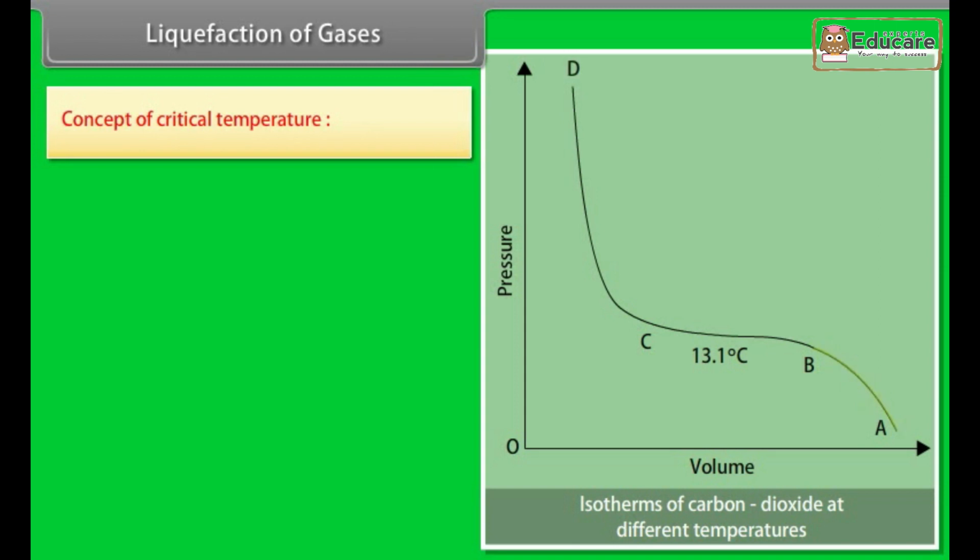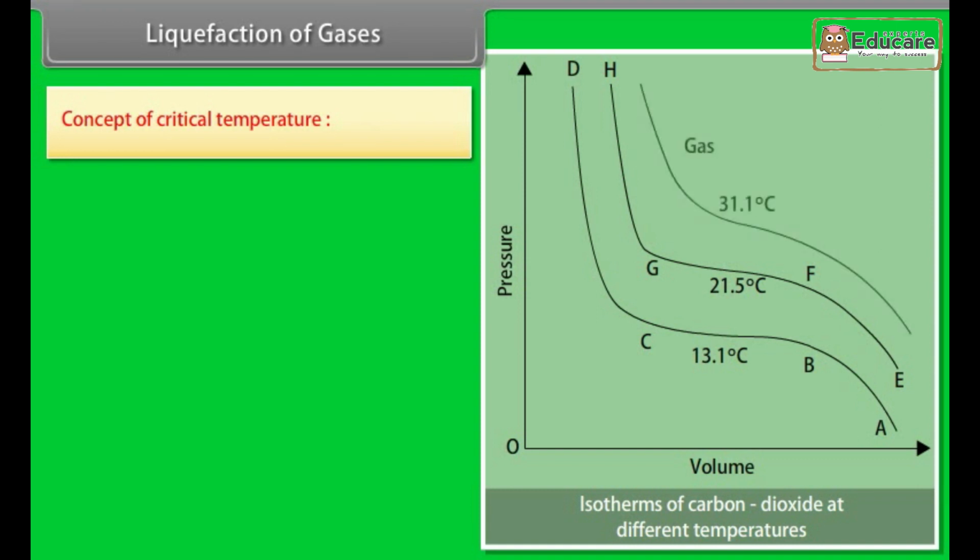Thus, along the portion AB, carbon dioxide exists only as gas, along the portion CD only as liquid, and along the portion BC, the liquid and the vapor are in equilibrium with each other. The isotherm EFGH at 21.5 degrees Celsius is similar to that at 13.1 degrees Celsius, except that the horizontal portion where liquefaction occurs is shorter.